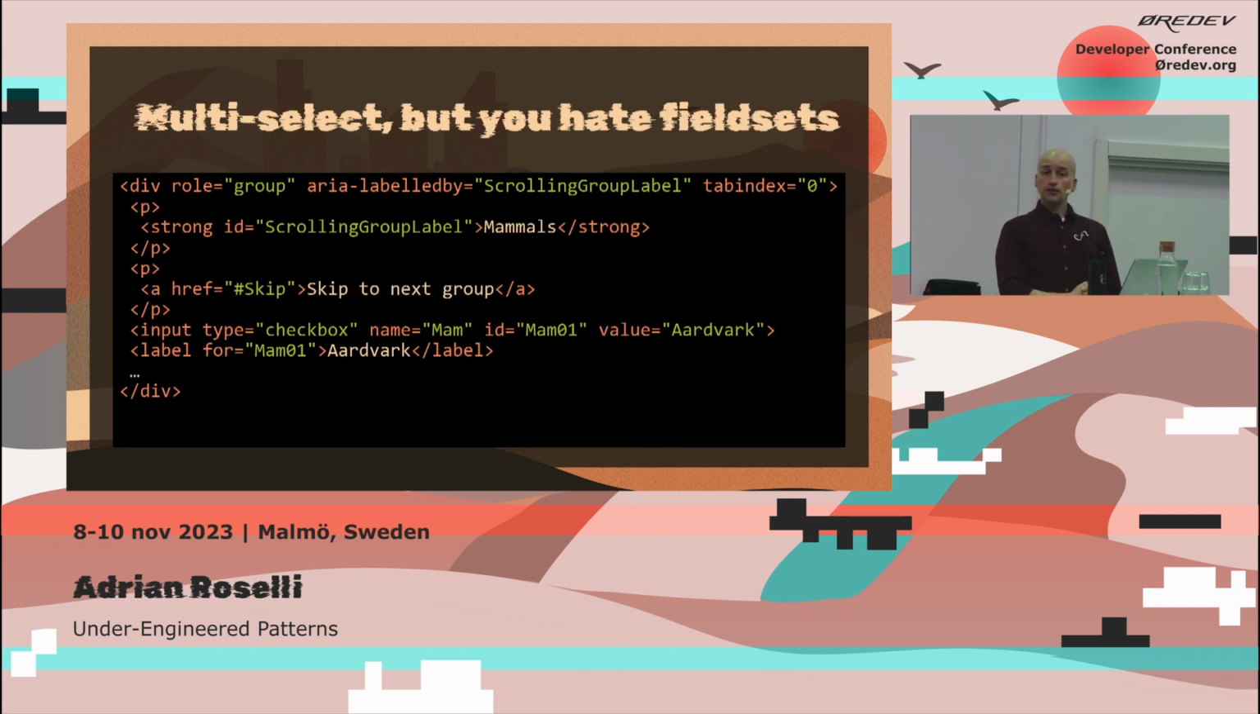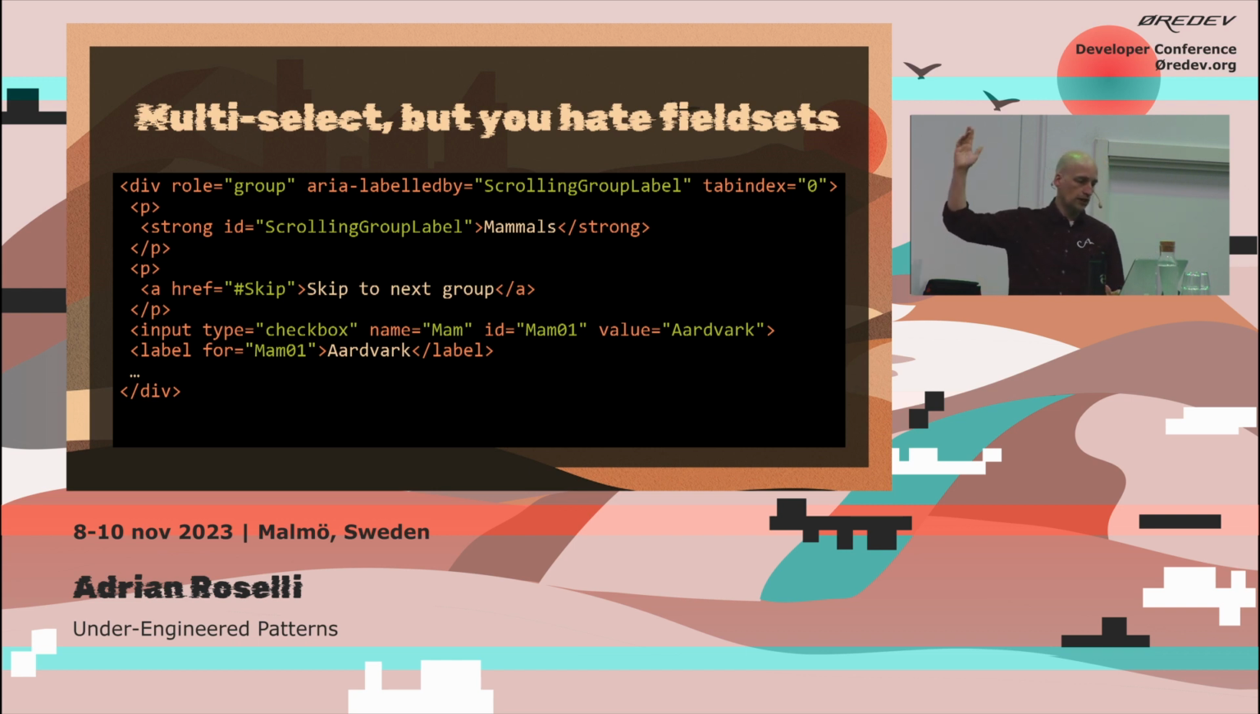But if you hate field sets, which is apparently all of my clients, you can use an ARIA group role. You have to give an accessible name, of course, so you're replacing the legend. But we want to keep the scroll, so we're adding a tab index to that div.